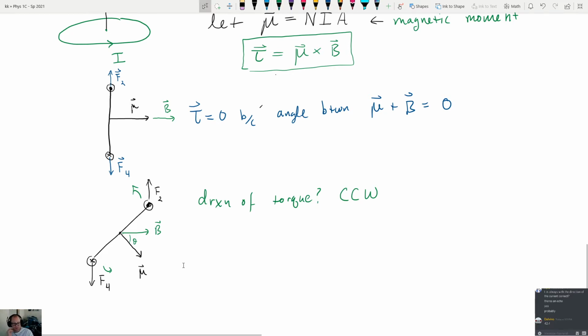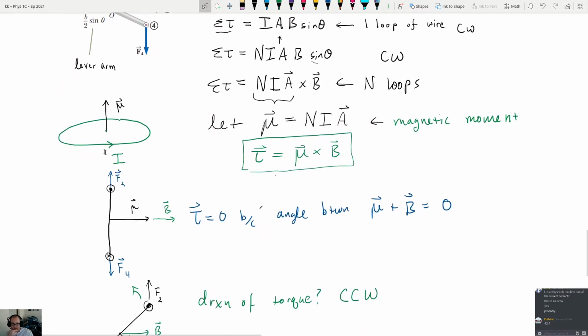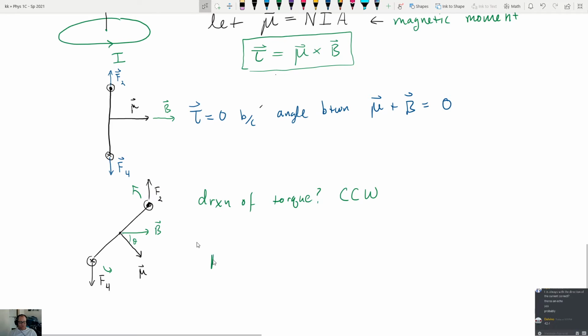So what does this mean about mu and B? Well, it means that if I have an object that has a current flowing in it, and I put it into a magnetic field, it's going to tend to make it so that mu and B want to line up with each other, right? Does that make sense? So mu is going to naturally tend to point in the same direction as the magnetic field. Does that make sense? So mu tends to align with the magnetic field.